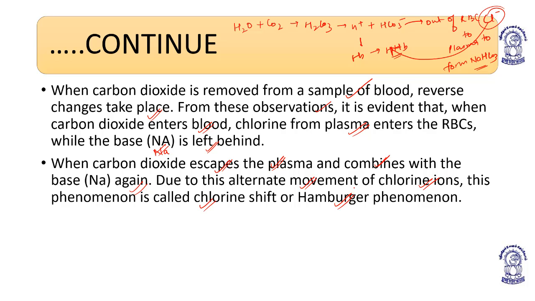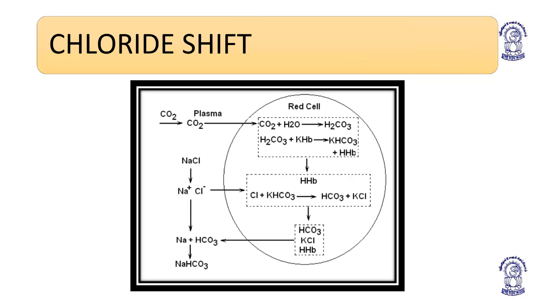It is known as what? Hamburger's chloride phenomenon. When CO2 is removed from a sample of blood, the reverse change takes place. When CO2 enters the blood, chlorine from plasma enters the RBC while the base is left behind. This base combines with CO2 again to form bicarbonate ions, and again the Cl minus comes out and then goes in. So this alternate movement of chloride ions is known as what? Hamburger's chloride shift or chloride phenomenon.